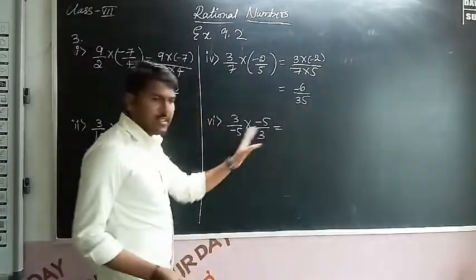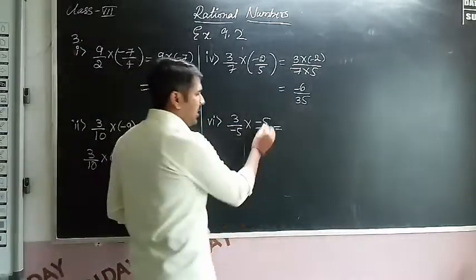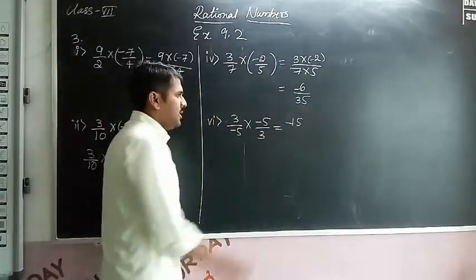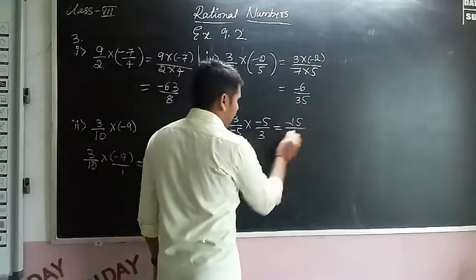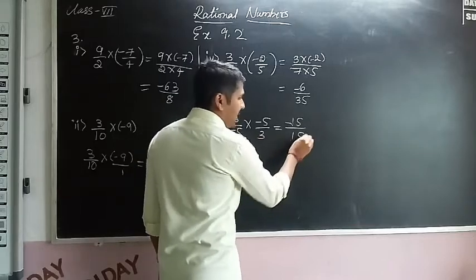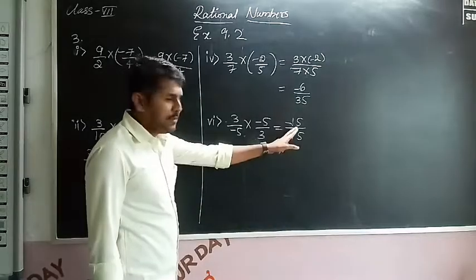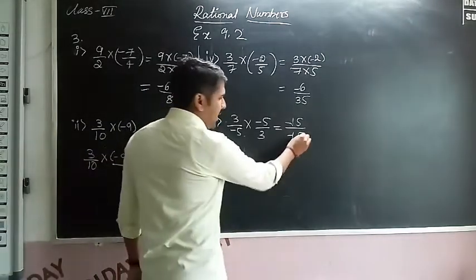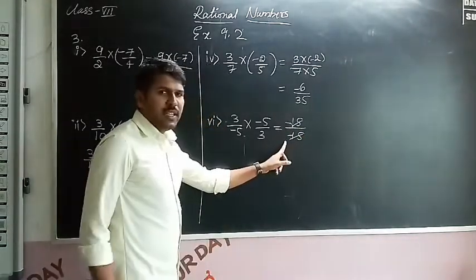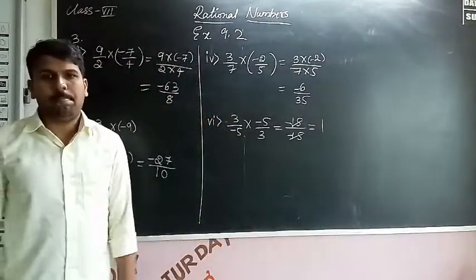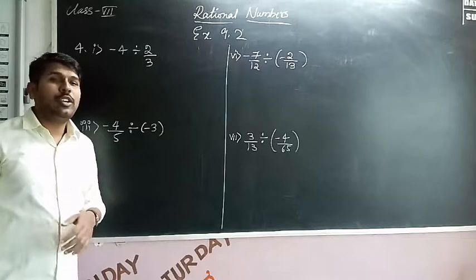So next, here multiply. Otherwise you can directly cancel here only. Otherwise multiply. 3 5s are 15. Plus into minus is minus, so minus 15. Here also again 15, 5 is 15. Minus into plus is minus. So minus 15 by minus 15. So cancel it. Minus divided by minus is plus. So what will be the answer? Answer is 1. Last question of exercise 9.2.